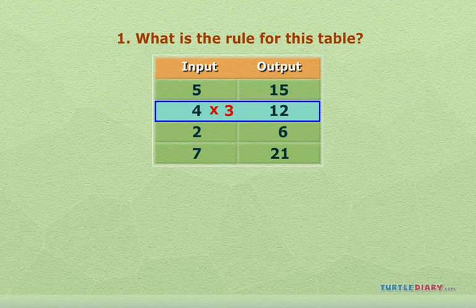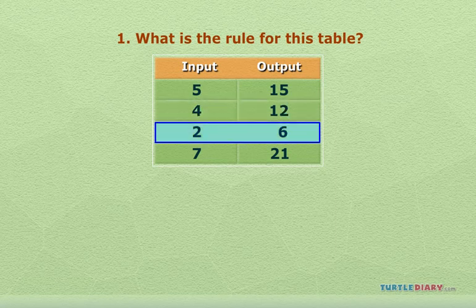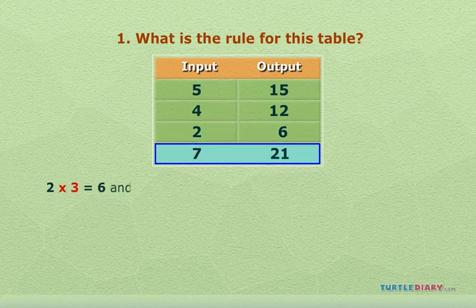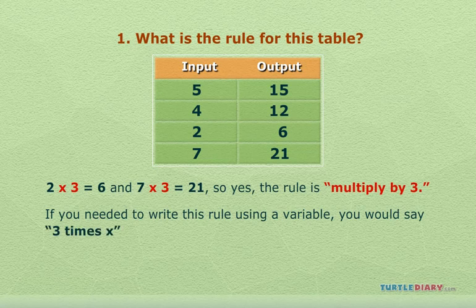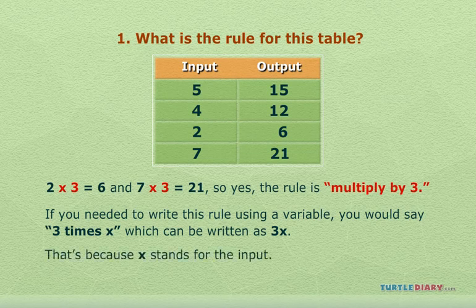Let's make sure this rule works for the rest of the table. 2 times 3 equals 6, and 7 times 3 equals 21. So, yes, the rule is multiply by 3. If you needed to write this rule using a variable, you would say 3 times x, which can be written as 3x. Remember that a number next to a variable means multiplication. That's because x stands for the input. So the output is always 3 times the input, x.